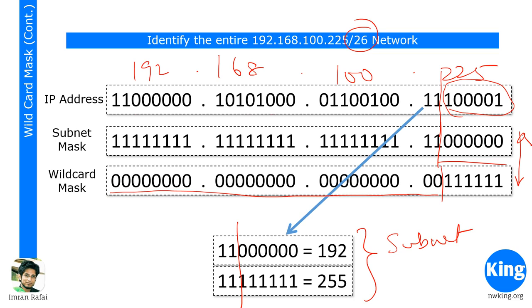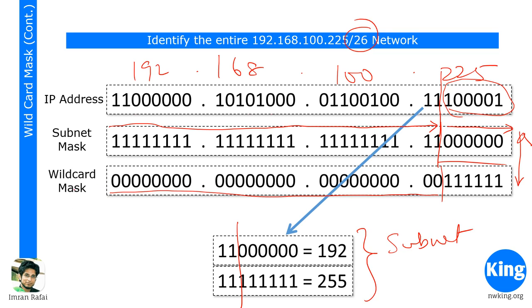Because in a wildcard mask, unlike a subnet mask, there is no such rule. A subnet mask will always start with a series of ones, then a series of zeros. You can never have a subnet mask with a few ones, then a few zeros, then a few ones and a few zeros. No, that is not a subnet mask. A subnet mask will always be a series of ones and a series of zeros.